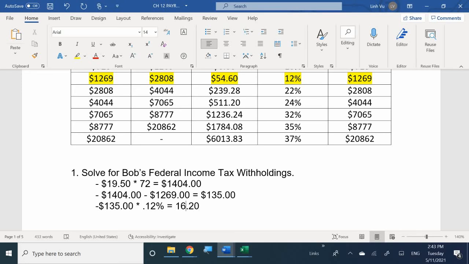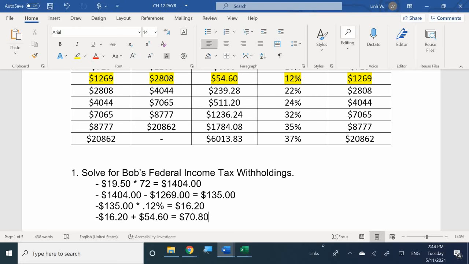$16.20. Okay? And then, of course, we also have to add in what the government's going to take away from our paycheck anyway. So $16.20 plus the $54.60, to give us a grand total of how much? 70.80. Yes. Okay, 70.80. Now, this is where it's the difference between the 2019 and the 2020 version.